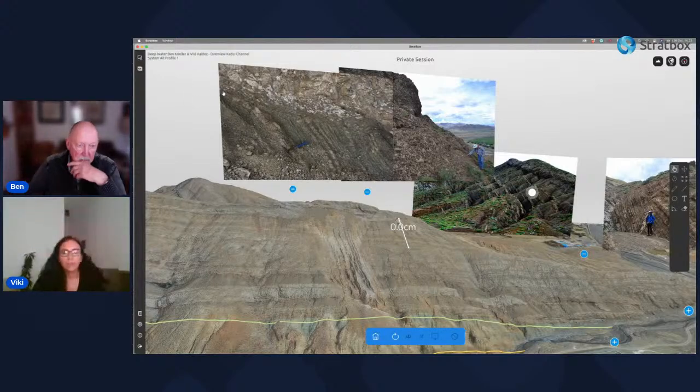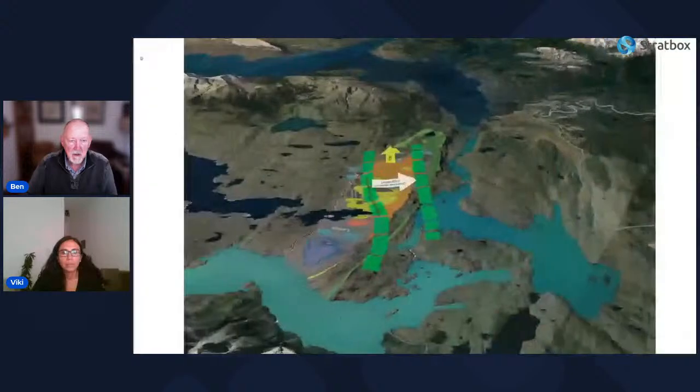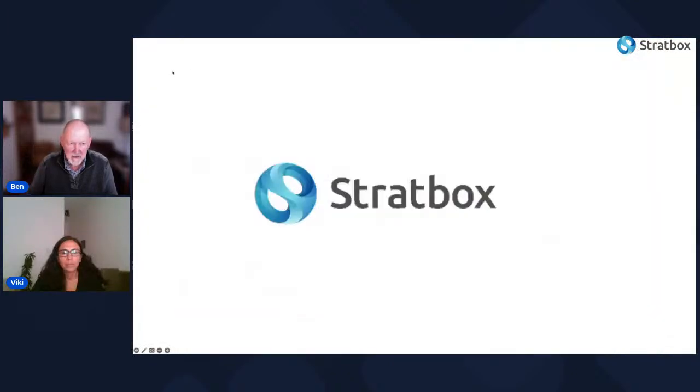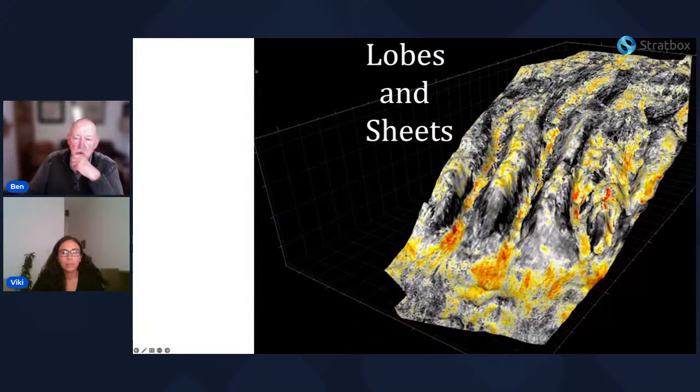So much for channels. Let's just quickly take a look at lobes and sheets. Now, what we're seeing here are channels coming down these, what have been described as canyons, and then splays made up of sheets at the bottom where the flows become unconfined.